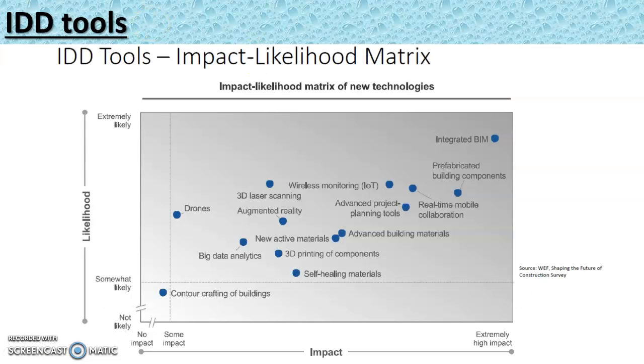So this chart shows you the likelihood versus the impact of the various ICT tools that are available. On the highest end here, you can see integrated BIM is going to have the highest impact and is extremely likely to be used, whereas on the lower end, using drones, for example, has some impact and is relatively likely to be used. In between, there are different types of ICT tools shown here.